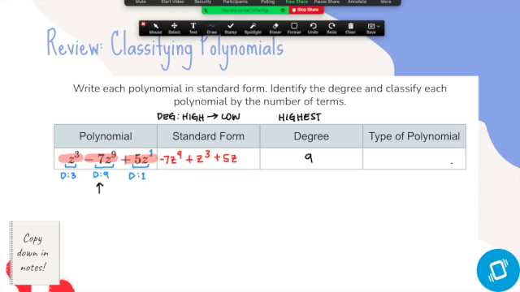Now the type of polynomial we have here, it shows us that we have 3 terms. We have the z to the power of 3, that was the first term. Negative 7z to the power of 9 was the second one. And then we also have here 5z to the power of 1, which is the third term. So since there's 3, we're going to use the trinomial.